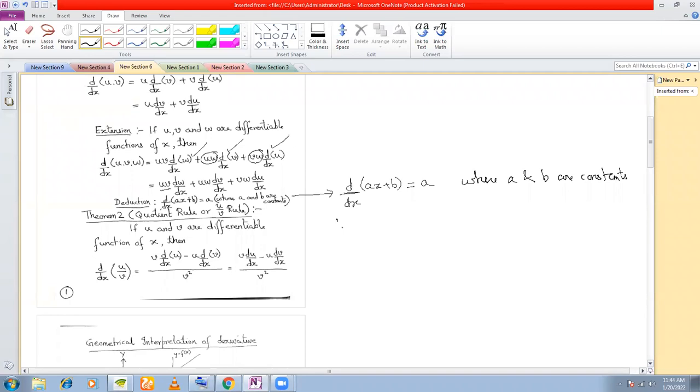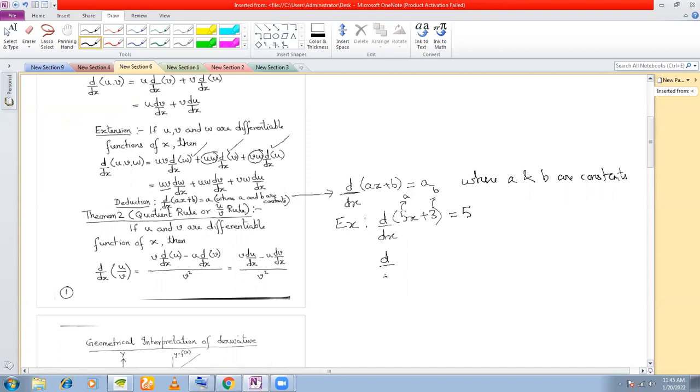As an example of this rule, let us say I want to differentiate 5x plus 3. In this case, you see that this is your a constant and this is your b, another constant. In this case, the differentiation according to this rule will be equal to simply a, which is 5. This is the differentiation of a linear polynomial.